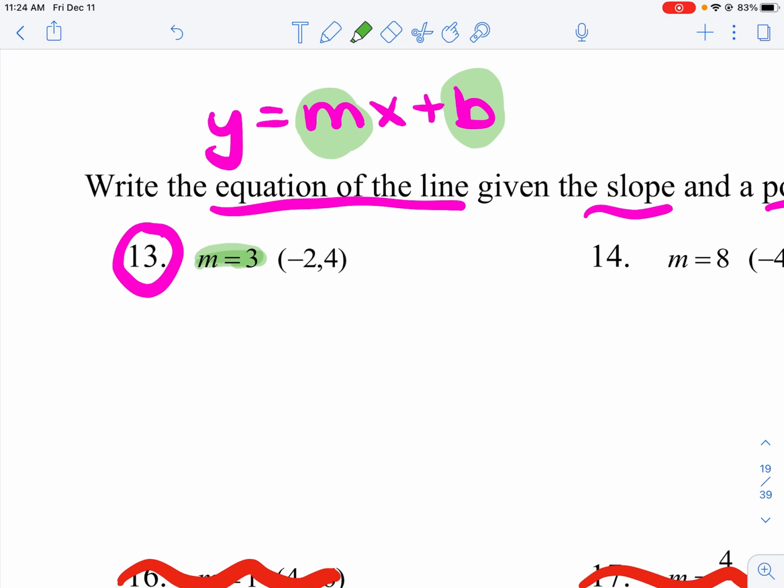We know what the slope is. What we're missing is b. We don't have the b value, right? So how could we figure that out?